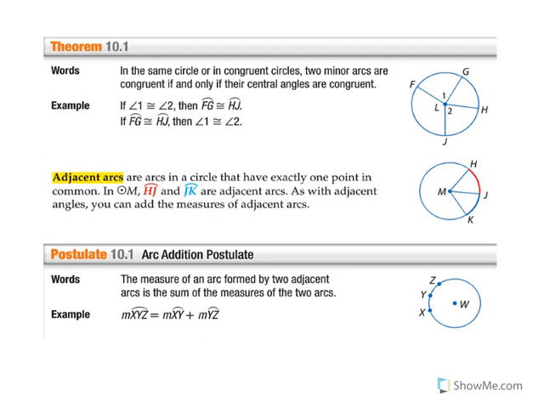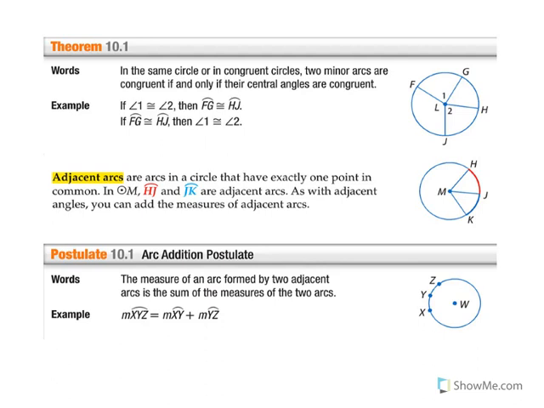So an arc is just going to be exactly what it looks like. If you want to think of a slice of pizza, it's like the crust on the outside, okay? So if angle 1 is congruent to angle 2, then you know that their arcs are going to be congruent. So therefore you can figure out what they are from there, okay?